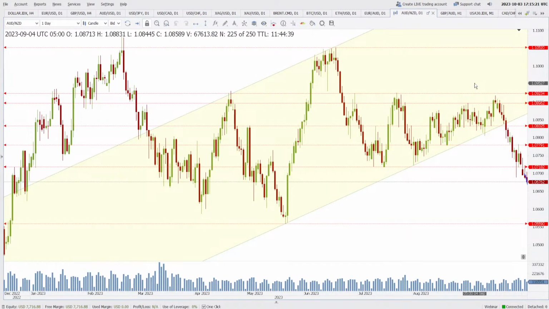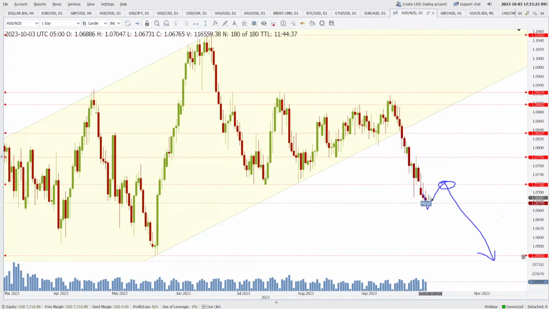Aussie New Zealand, a quick sell off is possible here to the target of 1.0559, or maybe there will be a pullback to this area before the sell off. Right now 1.0718 is the crucial resistance and 1.0559 is the crucial support.